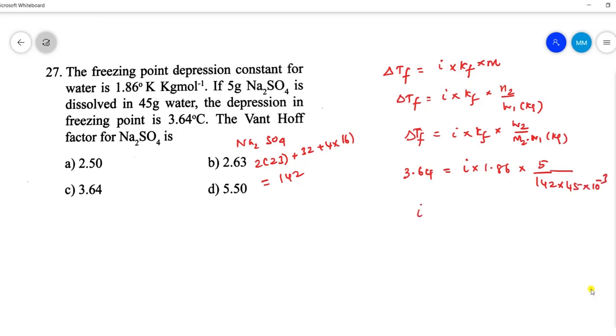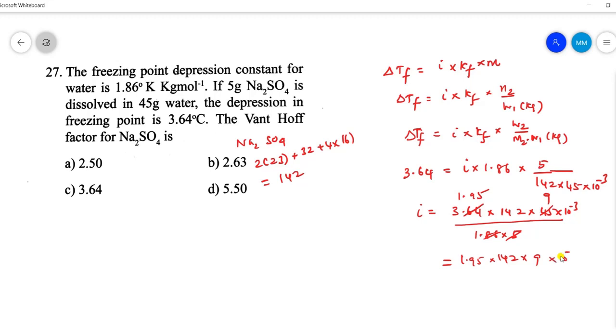To find i is equal to 3.64 into 142 into 45 into 10 power minus 3 upon 1.86 into 5. So this can be cancelled as 1.95, and 45 divided by 5 cancels as 9. And this is equal to 1.95 into 142 into 9 into 10 power minus 3. This is equal to 1.95 into 9, which is 17.55, into 142 into 10 power minus 3. By multiplying this, you will get 2.50. Your answer is A.